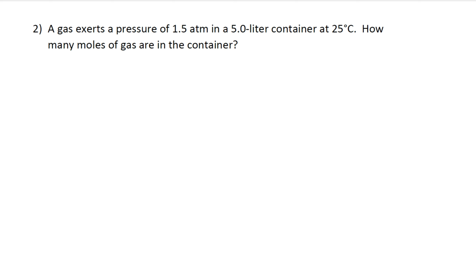All right, let's try a second example. Go and hit pause, give yourself some time to record the question into your journal. I'm going to start this problem in the same manner. I'm going to list my variables off to the side. The one variable I know automatically is R. It is always 0.0821.